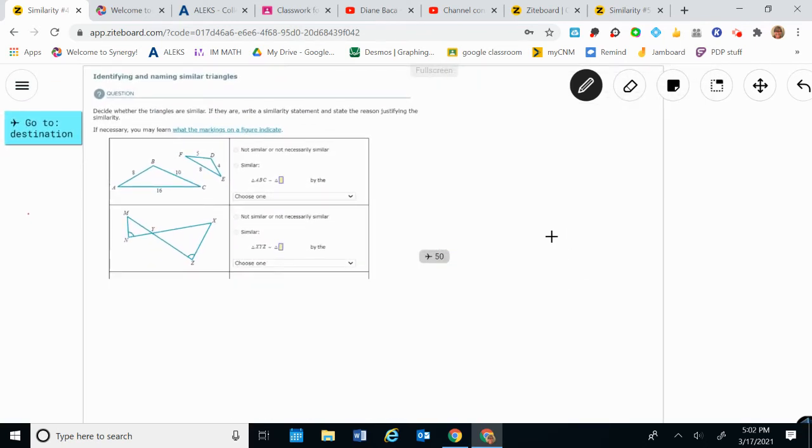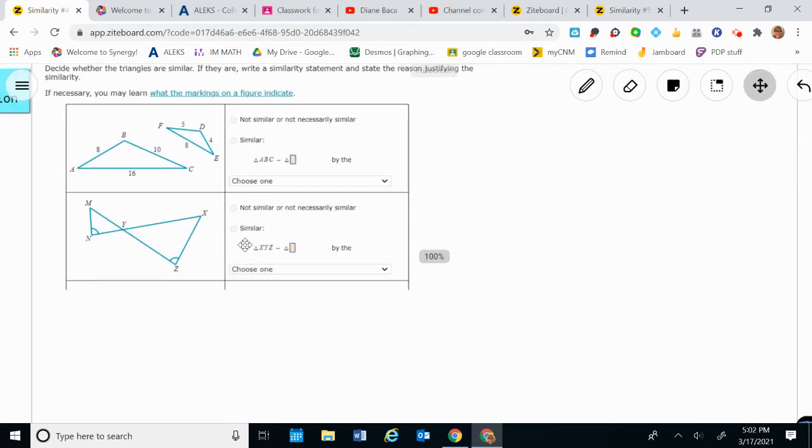Okay, let's take a look at this one. What they're doing now is making sure you understand how to name triangles that are similar. So what they're going to do is give you triangles that are not in the same orientation purposely just to mess with your head. Okay, so take a look. Here you've got triangle ABC.